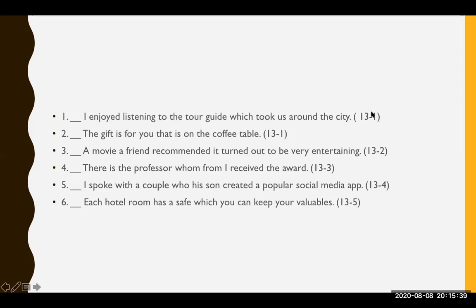If you notice, there's this number because this is chapter 13 from Understanding and Using English Grammar. 1 means issue number 1, issue number 2, issue number 3, issue number 4, issue number 5. So these are issues that we will be discussing here, and you can have a look at the book for more details and more exercises. Okay, you can pause the video now to see where the errors are and fix them.